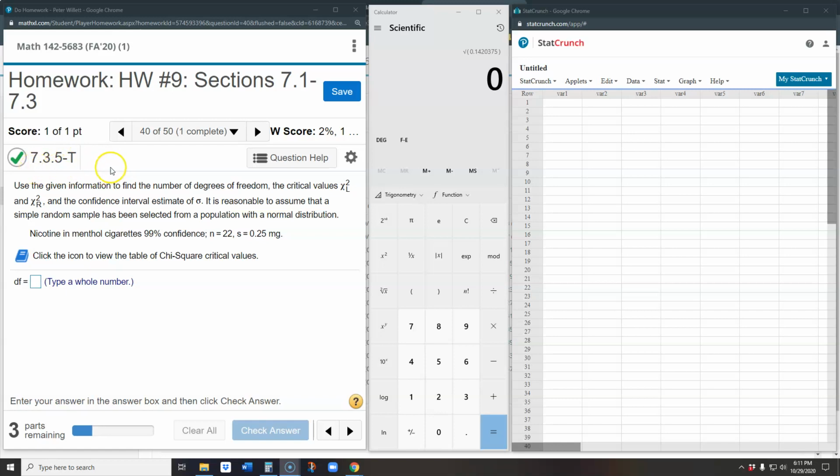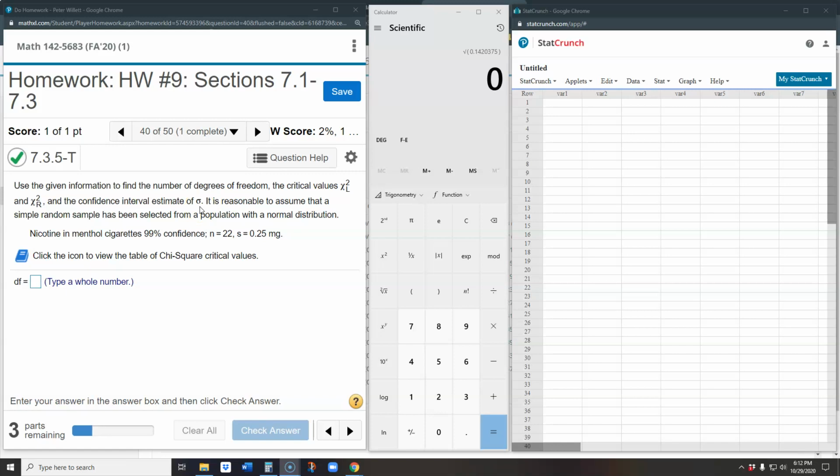are in 7.3. So the problem states, use the given information to find the number of degrees of freedom, the critical values, and they show this chi-squared sub L, which stands for the left critical value on the chi-squared distribution, and the right critical value on the chi-squared distribution. This would be for a confidence interval estimate of sigma, which is the population standard deviation.